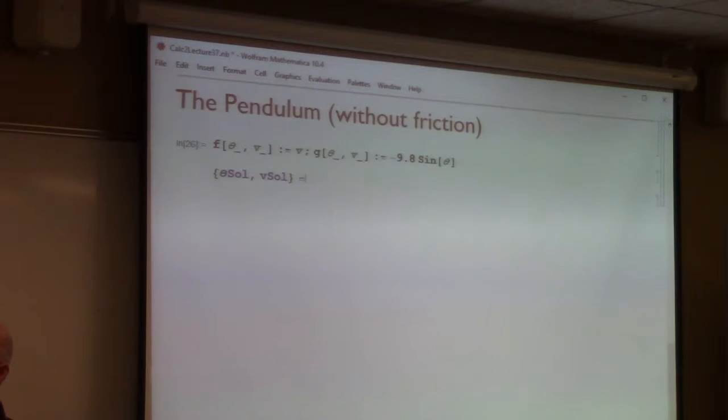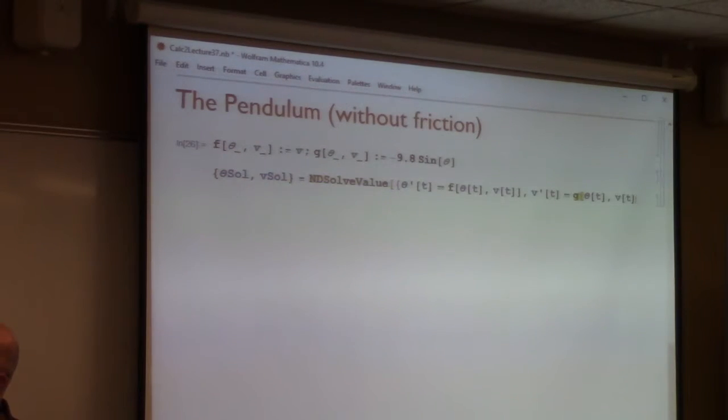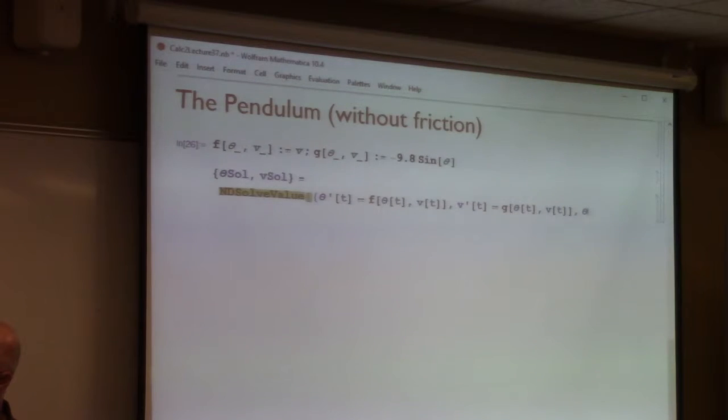I'm going to need to use NDSolveValue. Theta prime of t equals f of theta of t, v of t, v prime of t equals g of theta of t, v of t. Let's pick an initial condition close to the straight up position. So theta of 0 is close to 2 pi. How about, in fact, theta of 0 is 3.14.